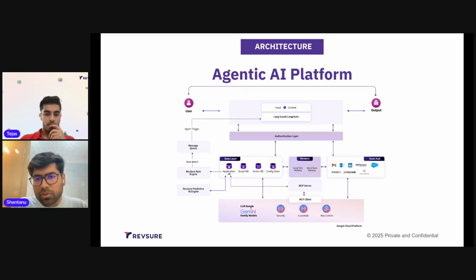Towards the right, you can see there is a host of different tools that the RevSure agents are currently interacting with. We have Gmail integrations where you can send the emails directly, or you can see HubSpot where you can dump all of this information onto the contact object, or you can create a contact list out of it. All these sort of integrations are currently possible through this.